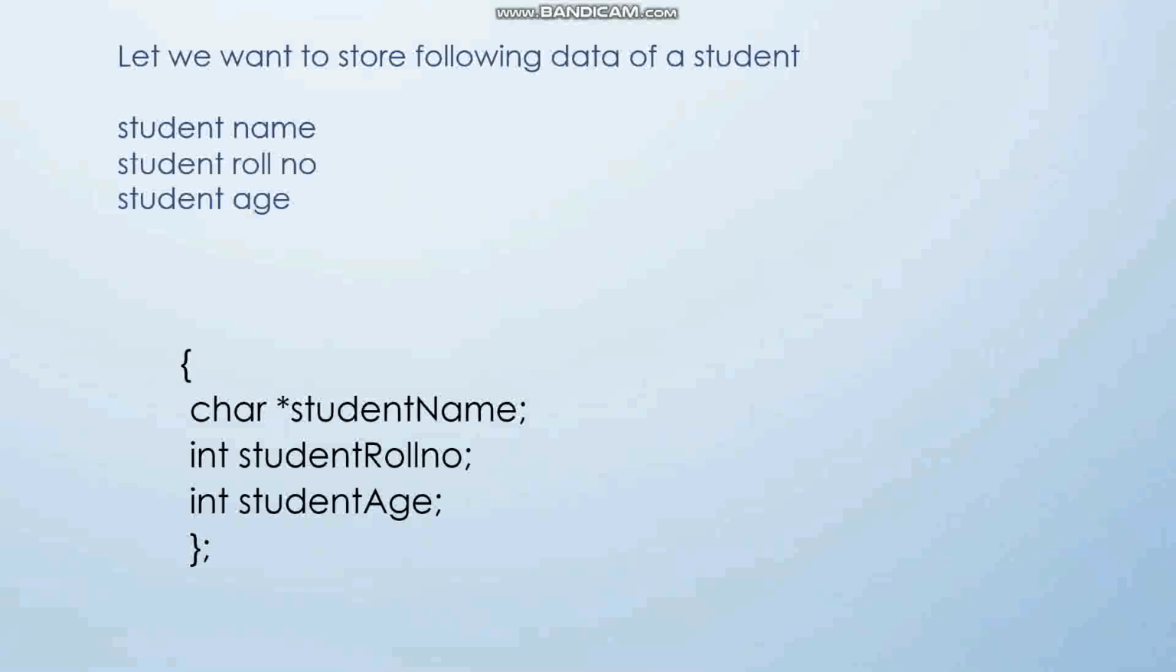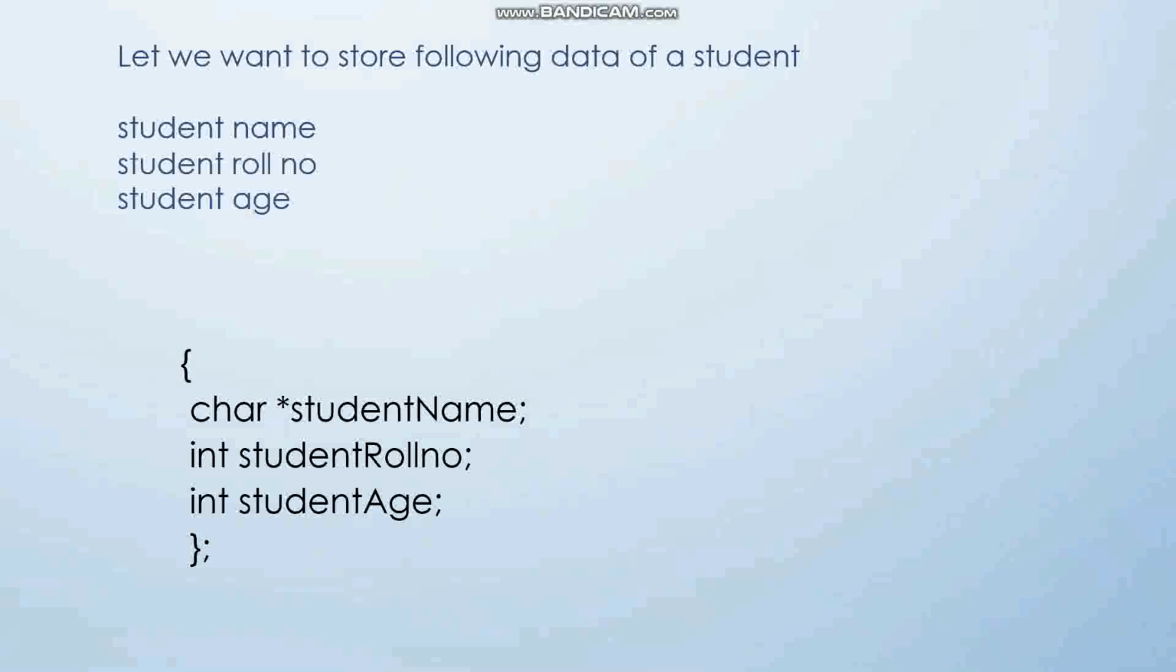Now there is a question: is there any way to collect all these variables of different data types, and can we refer to this collection with a single name? So yes, there is a way in C language. We can collect variables of different data types, and we can refer to that collection by a single name, and that concept is called a structure.